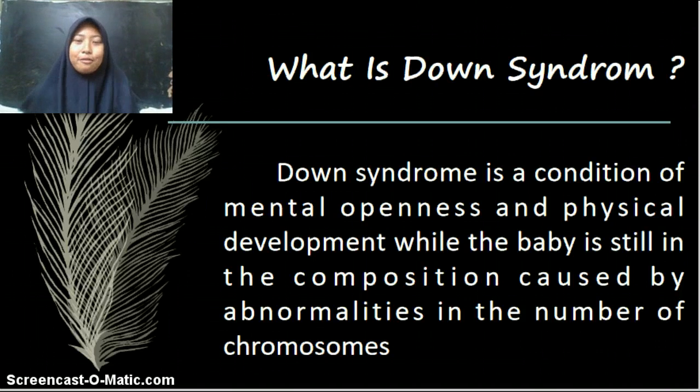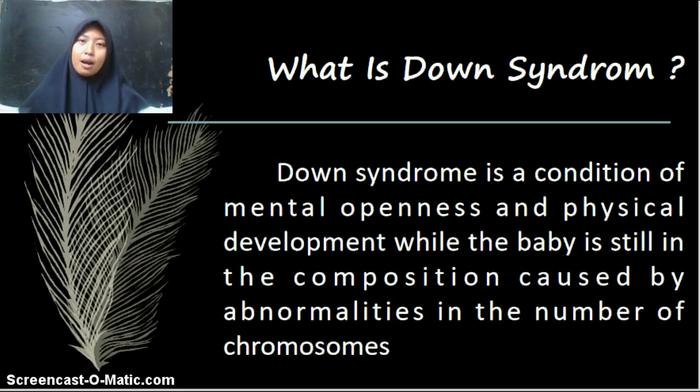So, unraveling the physiological mechanism responsible for this deficit is an important challenge. It was described by John Langdon Down for the first time in 1899. Down syndrome is characterized by the existence of an extra copy of chromosome 21, which leads to several medical problems. Down syndrome is a condition of mental and physical development disorder, while the baby is still in the womb, caused by abnormalities in the number of chromosomes.